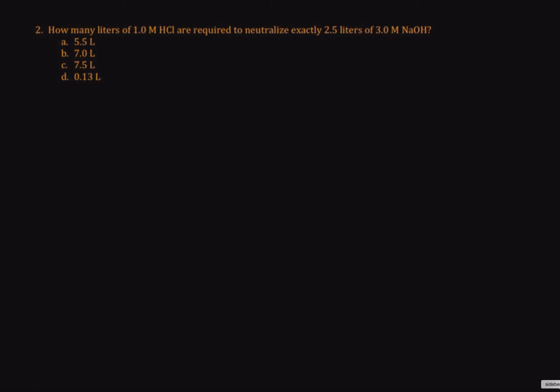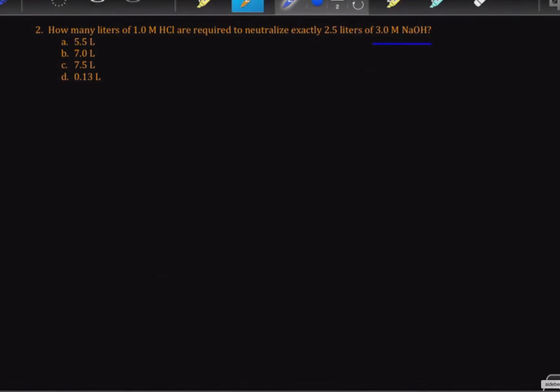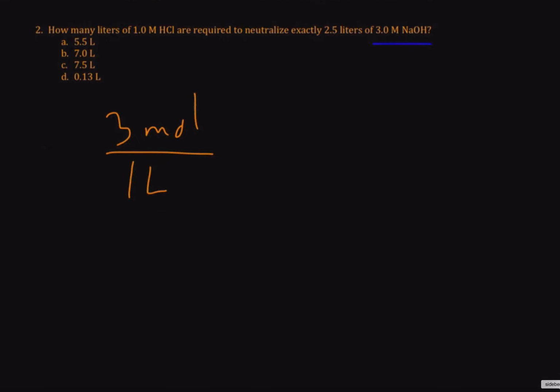How many liters of 1 molar hydrochloric acid are required to neutralize exactly 2.5 liters of 3 molar NaOH? So there's a couple of ways to go about this. One is that you can calculate how many moles. If the NaOH is 3 molar, then that means that there are 3 moles in 1 liter of the NaOH. Well, we don't have 3 moles, we have 2.5 moles. Or sorry, 2.5 liters. So how many moles is that? Well, if you cross multiply, 3 times 2.5 is 7.5 moles.